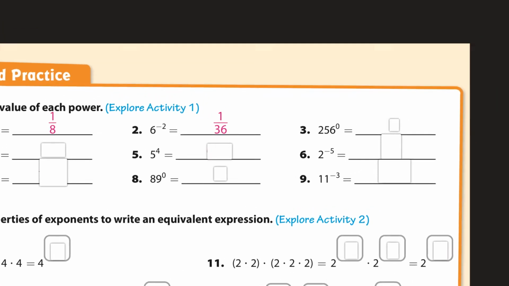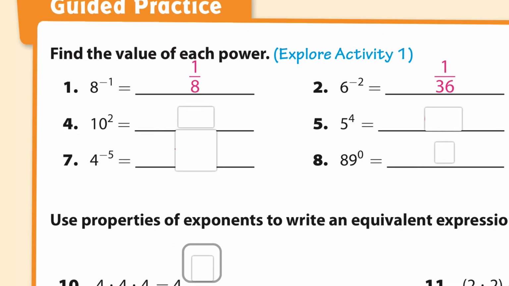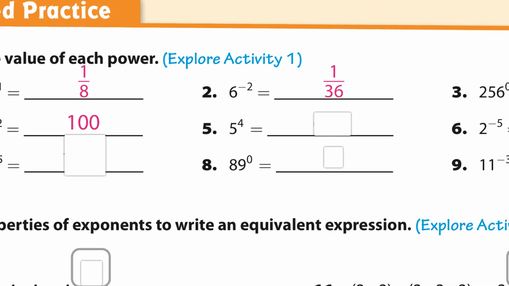Okay, let's get into anything to the 0 power. I told you that is 1. All right. Next, we have 10 to the second power. That's 10 times 10, and that is 100. 5 to the fourth power. That's 5 times 5 times 5 times 5, and that is 625.